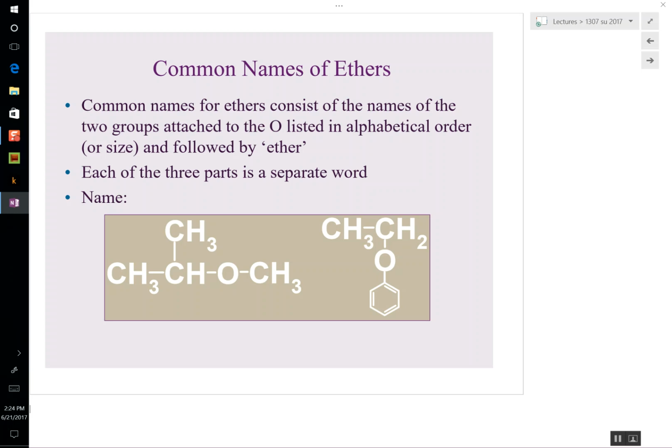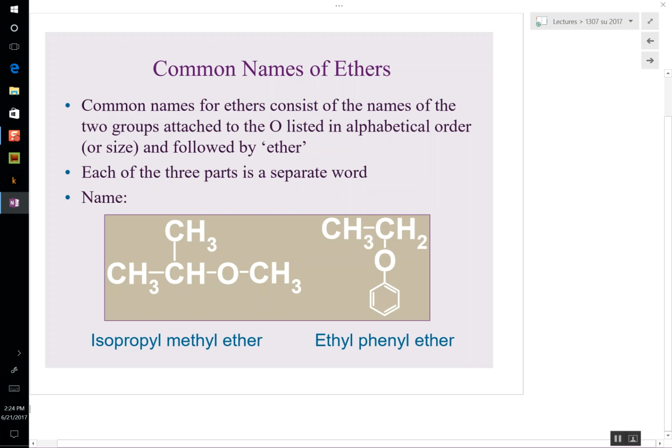Common names of ethers. Name these. Do I have the names on these? Yeah, there we go. Like I said, if you can see the simple substituent, that's a methyl, that's an isopropyl. So what we're going to call it, isopropyl methyl ether.